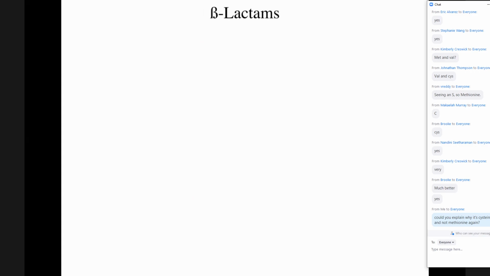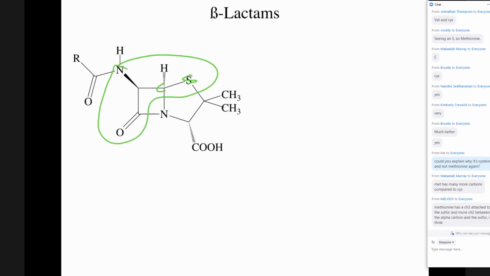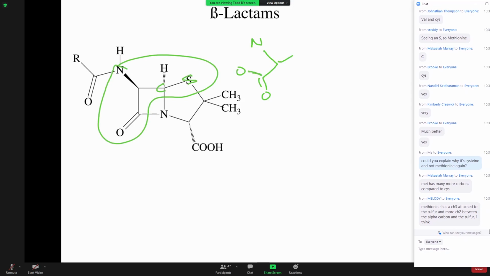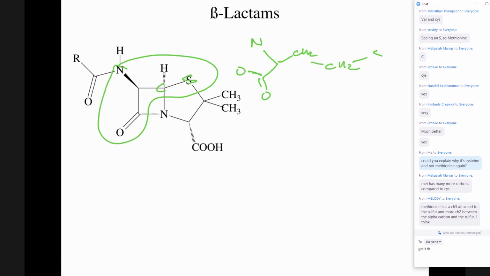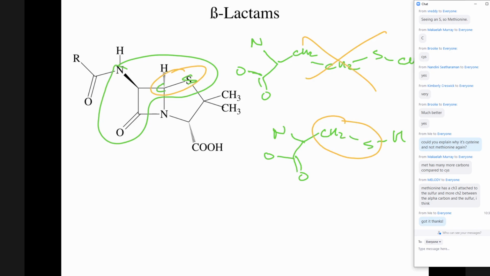Beta-lactams, this category of compounds we just did. Oh, the side chain. So if I look at this compound, actually the structure is going to kick in here. So why is this a cysteine residue right there? Methionine is CH2, CH2, SCH3. Cysteine is CH2, SH. It's just that part. Methionine is too long.